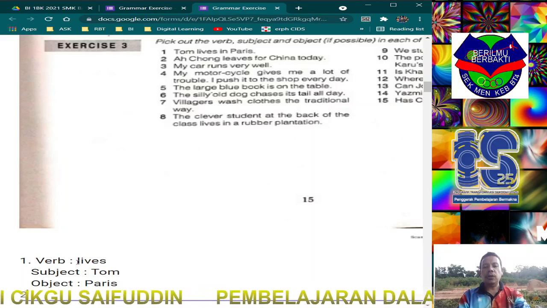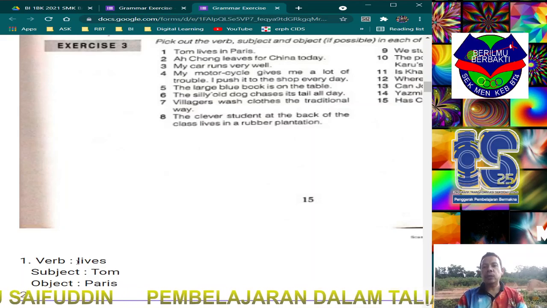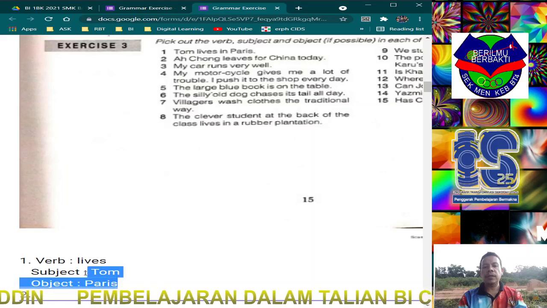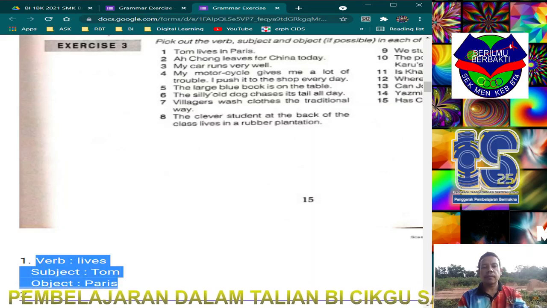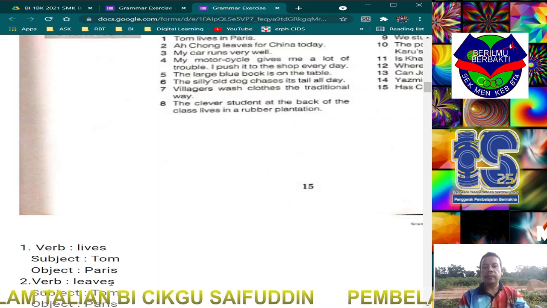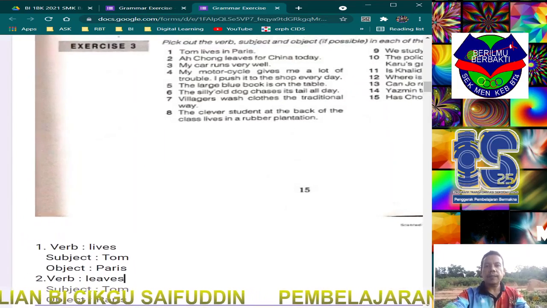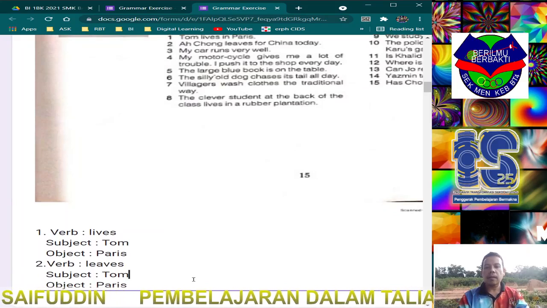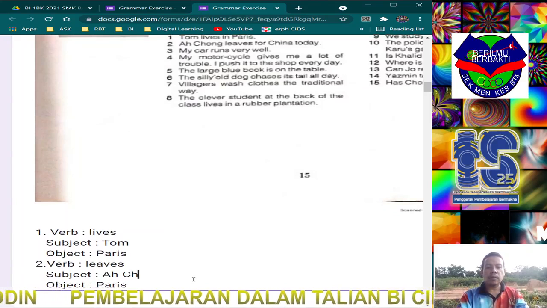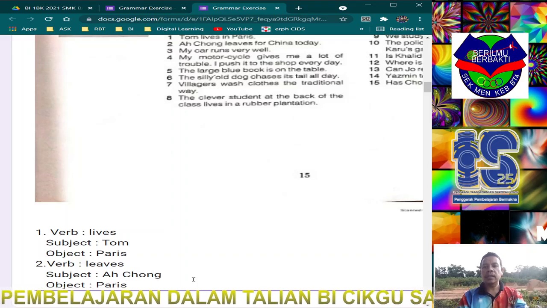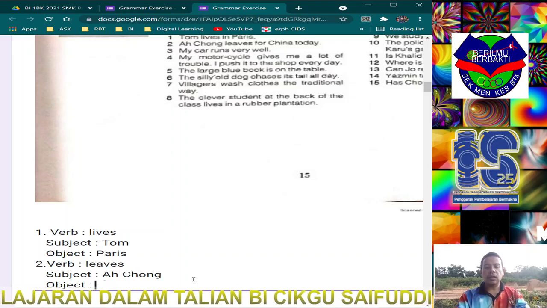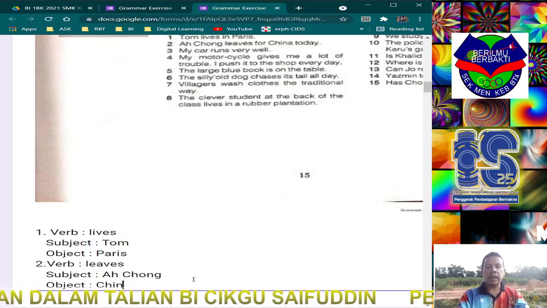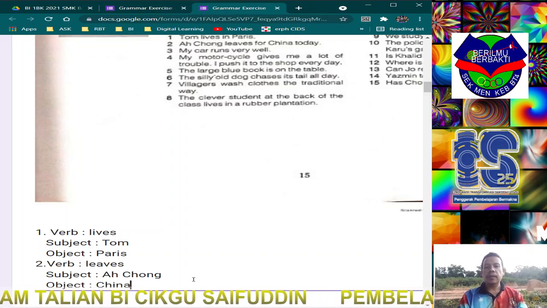Okay, number 2. Achong leave for China today. Okay, so the verb is, you can copy this one. Okay, the verb is leave. Meninggalkan. Leave. Subjek dia ialah Achong. Okay, dan objek dia ialah China. So, indirect objek ni ialah today.